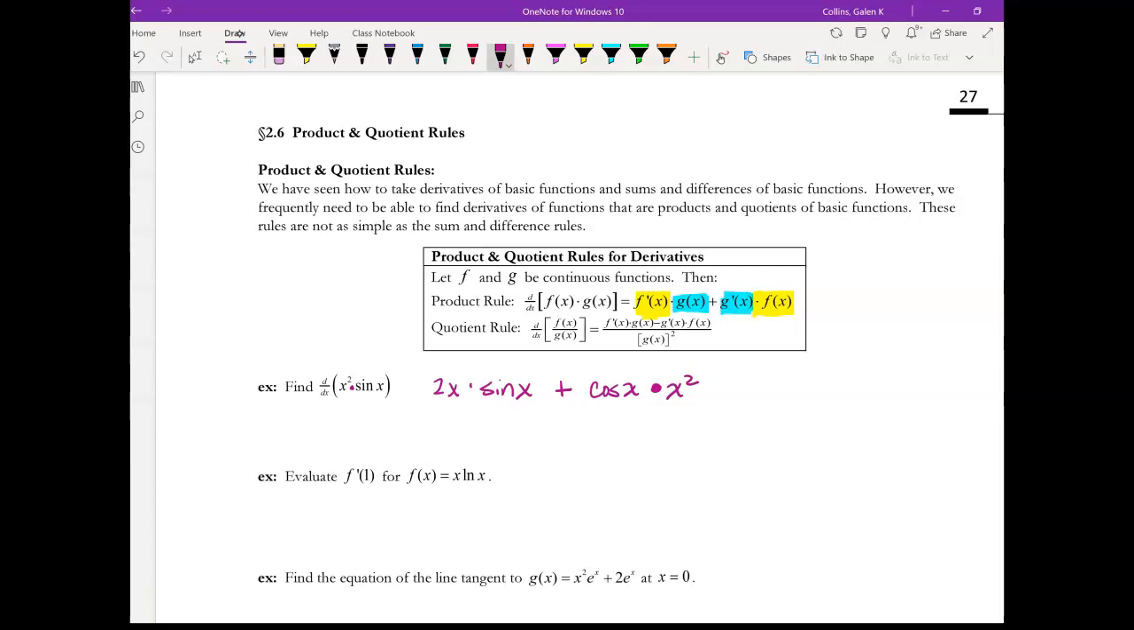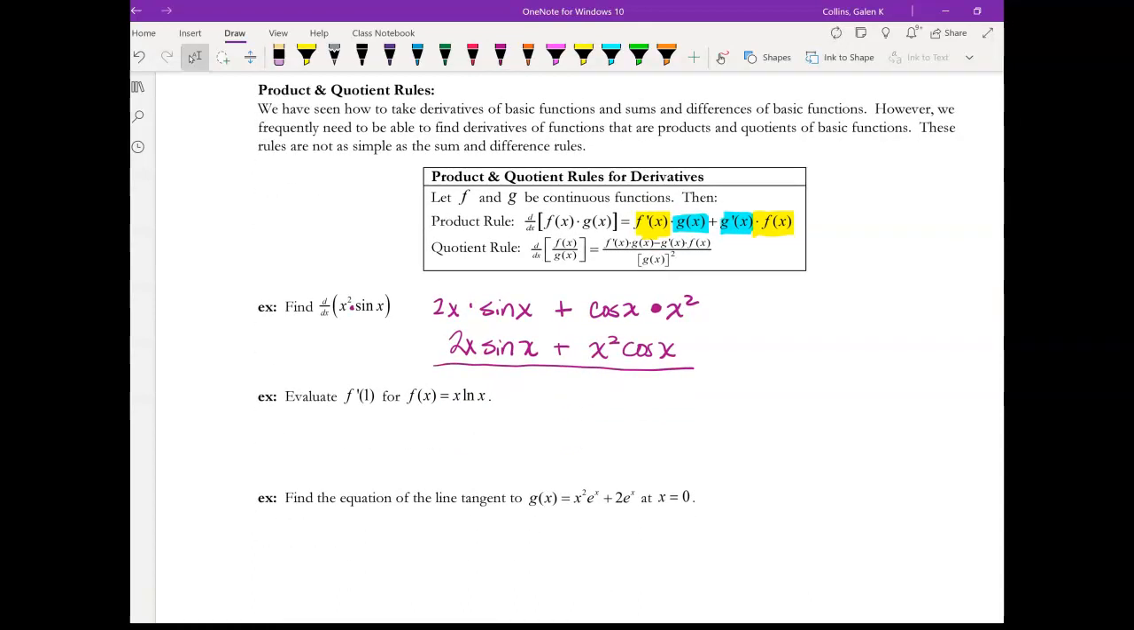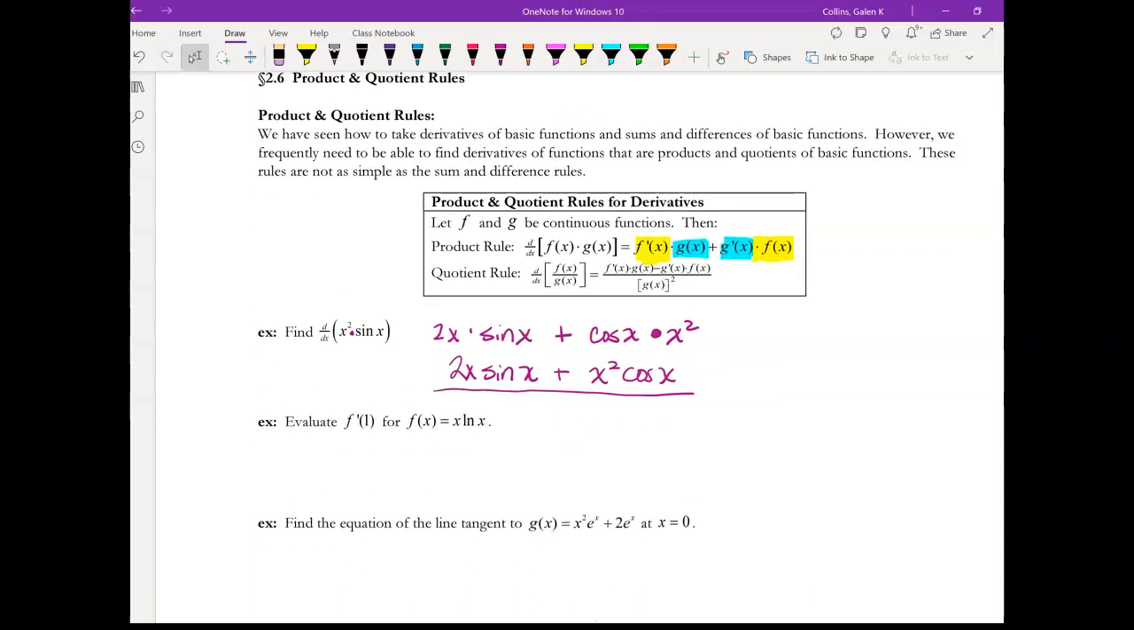And just a little note about how these are usually written. Typically, a function would be written in front of the sine or cosine. So I'm going to put x squared in front of the cosine of x for my final answer. That way it doesn't look like the cosine of x times x squared, which would be the cosine of x cubed.